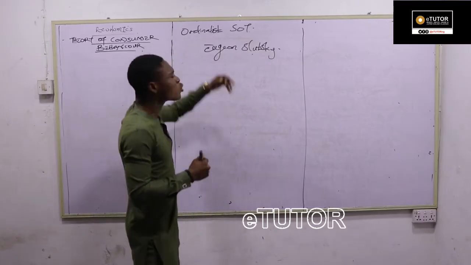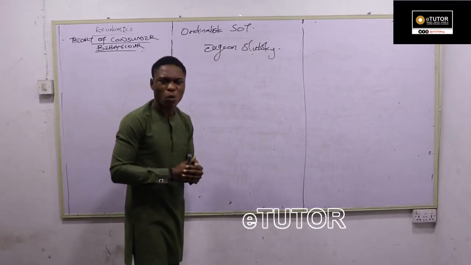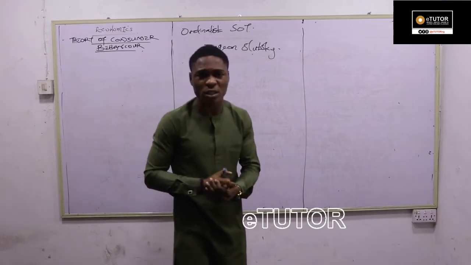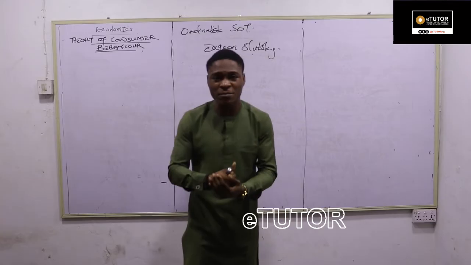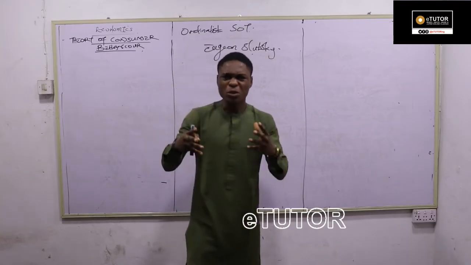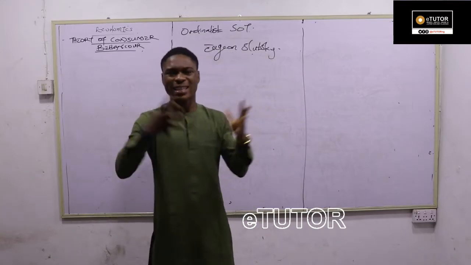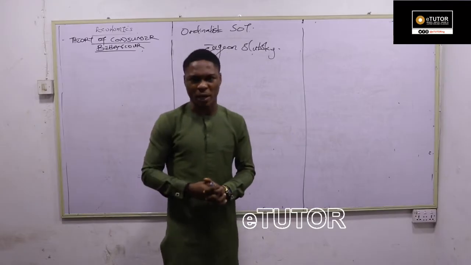Now, ordinalist schools of thought are also called indifference curve theory. Why do you call them indifference curve theory? Because they make use of indifference curves, they make use of the budget line, they make use of different graphs to ascertain the equilibrium point of a consumer.